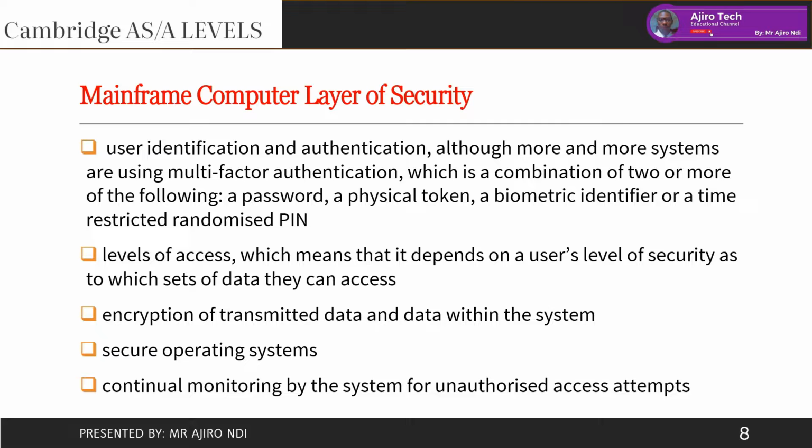This includes a password. That's good, but then there might be a need for a physical token. And not just that, it could be a password, a physical token, and also a biometric identifier. Because you might guess someone's password, you might even possess their token, but a biometric identifier simply means that the person has to be present.